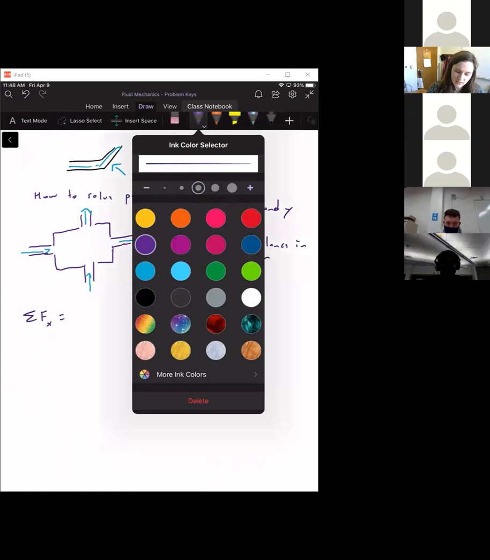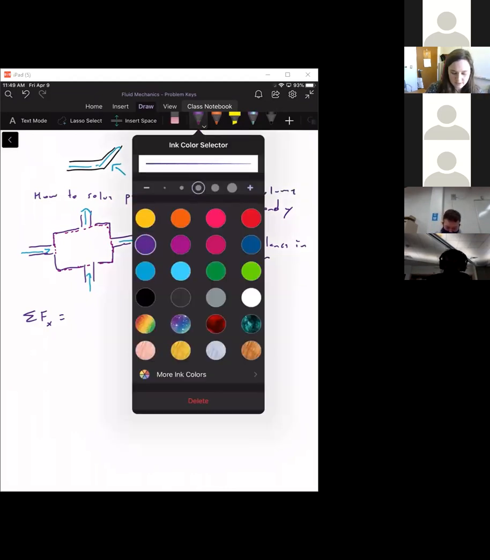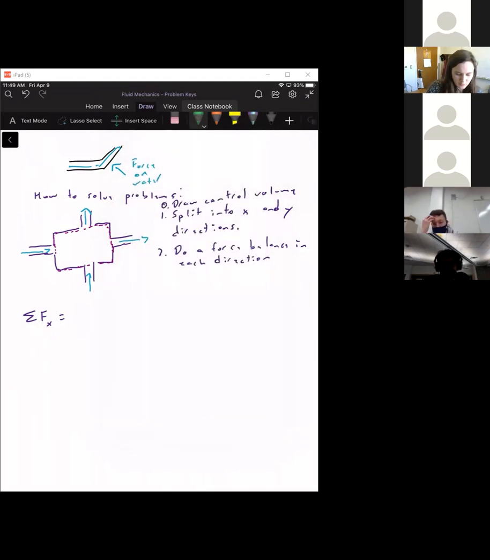so there is a pressure force here and here. So first I draw my volume like this. That should actually have been step one. Okay. So there's some pressure force acting there. So I'm going to call these 1, 2, 3, and 4 is what I'm calling these.